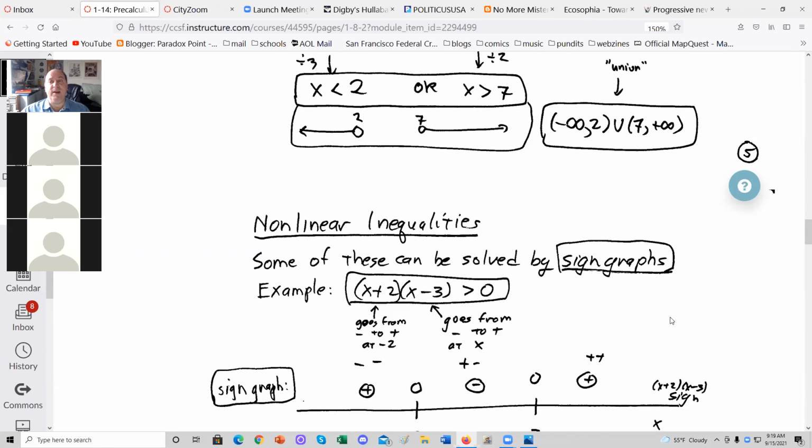Now, here they get a little tricky. Nonlinear inequalities, some of which can be solved by what they call sign graphs. For example, x plus 2 times x minus 3 is greater than 0. This x plus 2 goes from negative to positive at negative 2. This x minus 3 goes from negative to positive at 3.